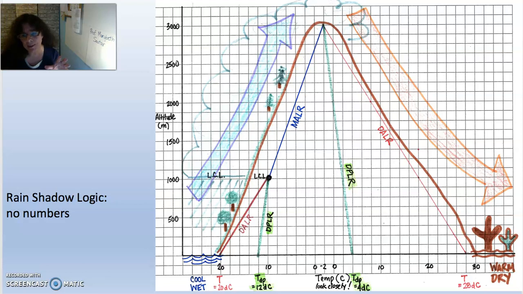And then we've talked about the logic of using the dry adiabatic lapse rate with the dew point lapse rate to add degrees Celsius and to add heat to the parcel on the leeward side of the rain shadow. So now we understand the logic of what we're doing. Now we can apply some numbers to it.